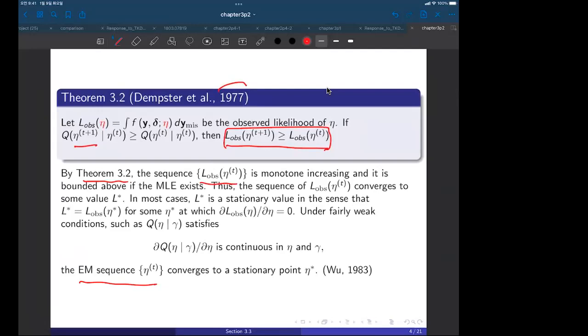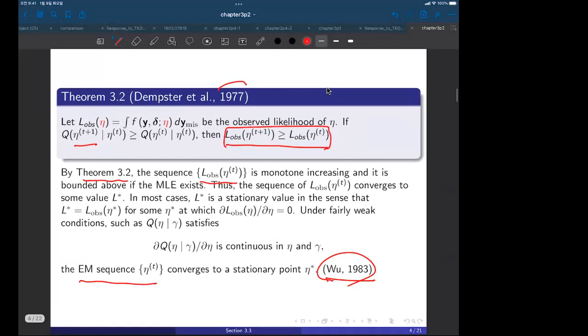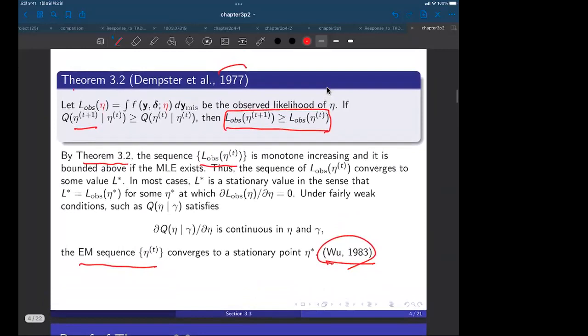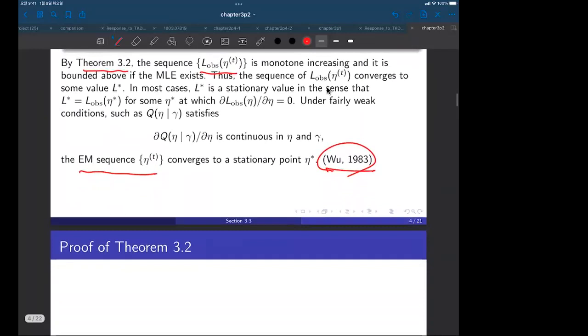Actually, Jeff Wu later pointed this out, and he became famous with this paper. He gave a correct proof of the convergence of the EM algorithm and convergence to the MLE. But we are not really going to cover all the technical details here. This theorem itself is worthy of discussion, so I'm going to give a brief sketch of the proof of this theorem.